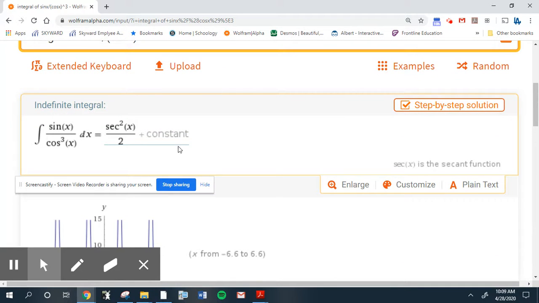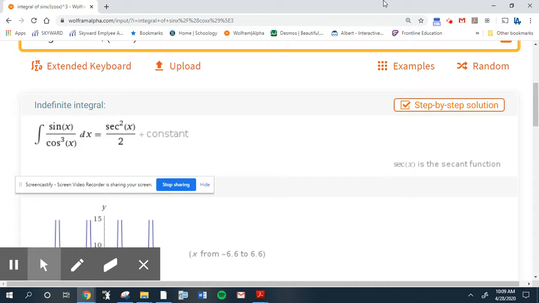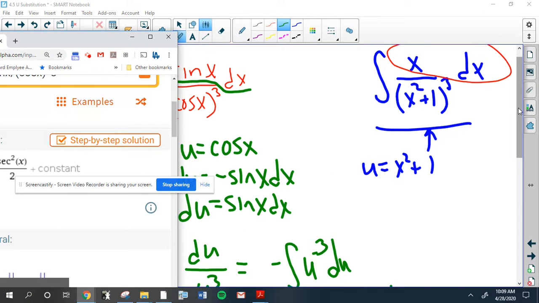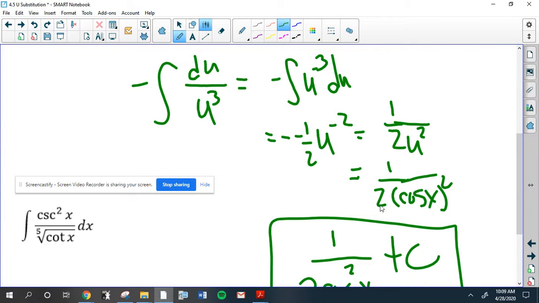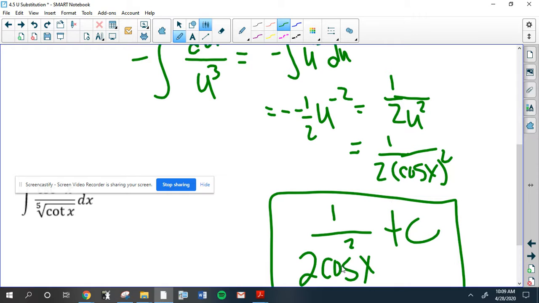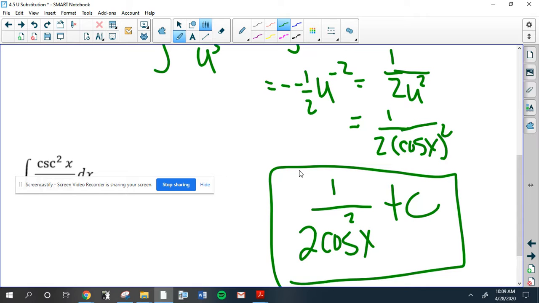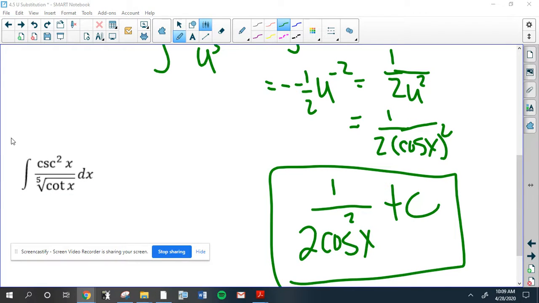And we have secant squared x over 2 plus a constant. If you look at our answer, it's 1 over 2 cosine squared, so that you can use a trig identity and make that secant squared over 2. And that's just what I mean about Wolfram Alpha not giving you maybe the exact answer you're looking for. So just be aware of that. We're going to do this example right here in the next video so this doesn't get too long.